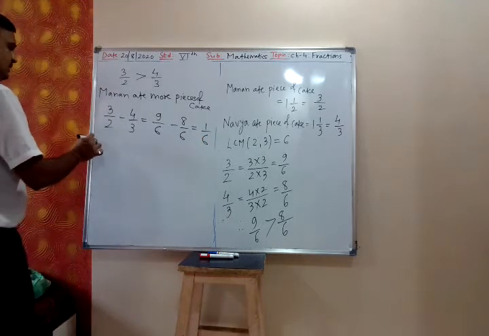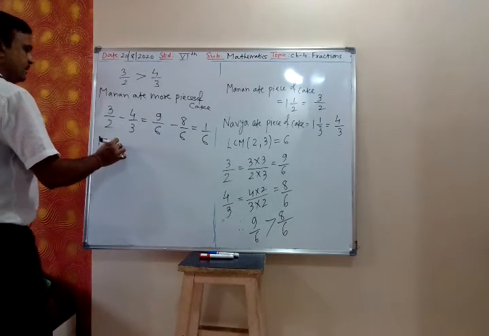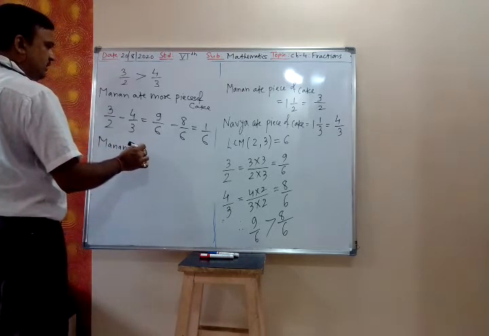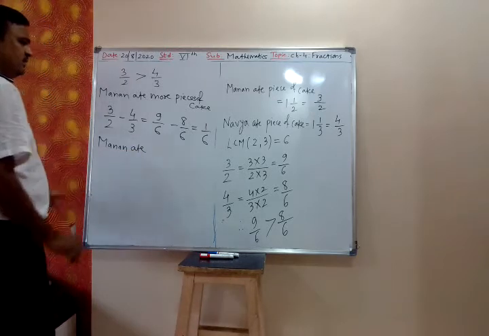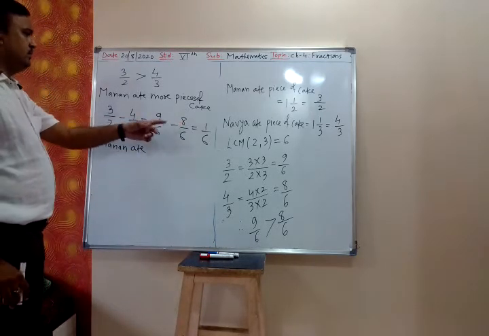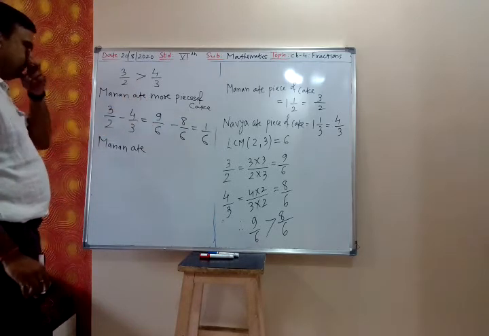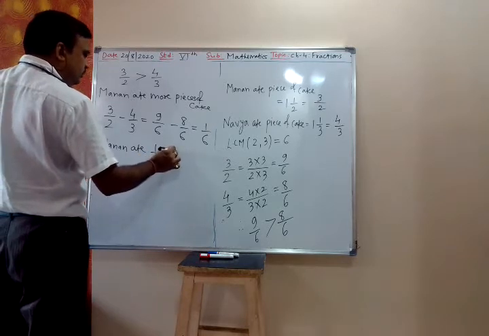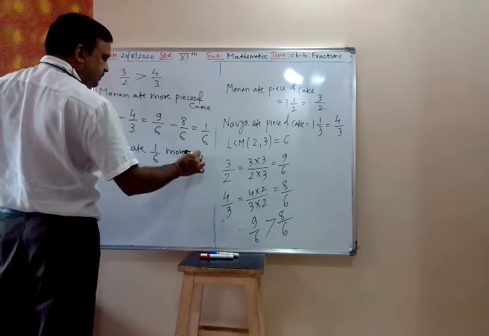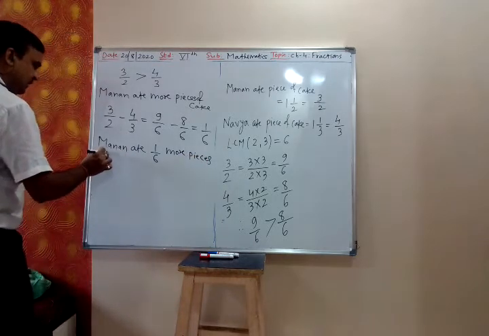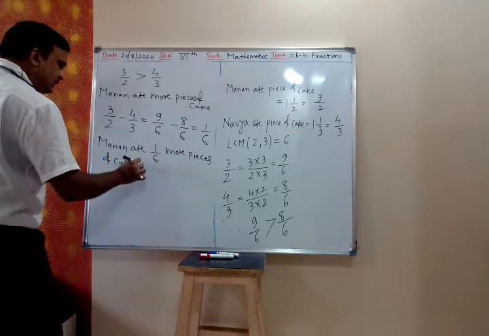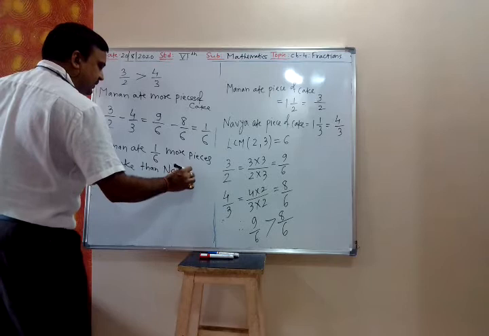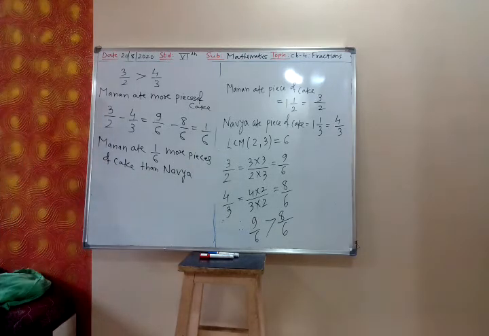So the answer is: Manan ate 1 by 6 more pieces of cake. So now we write Manan ate 1 by 6 more pieces of cake than Navya.